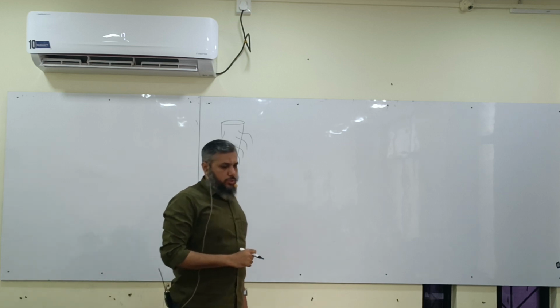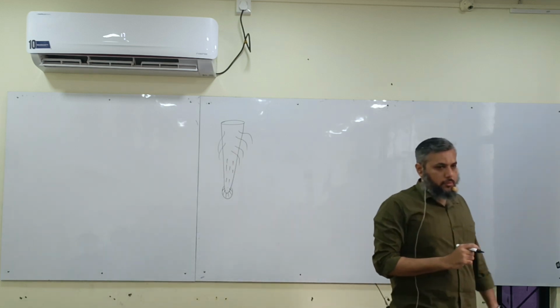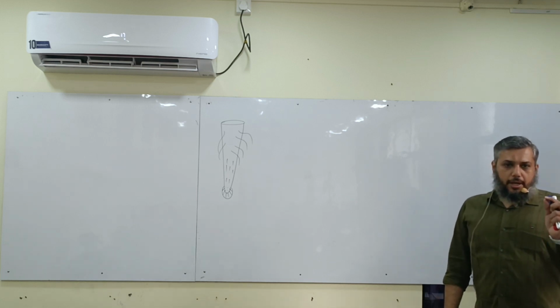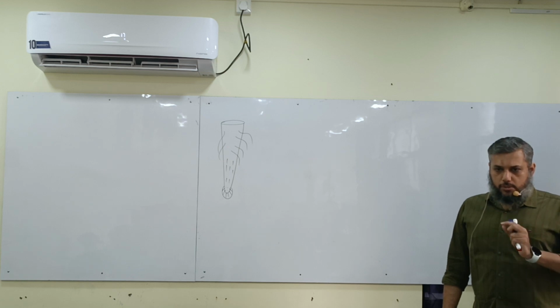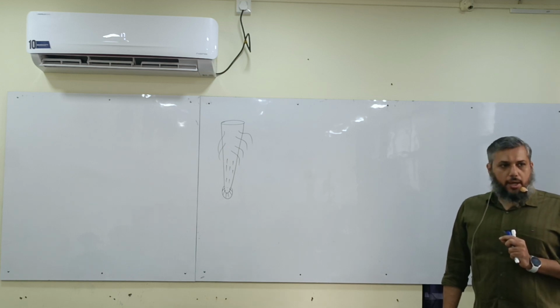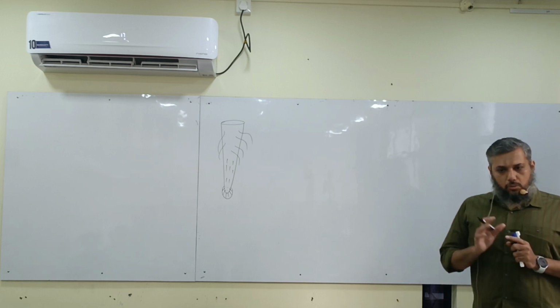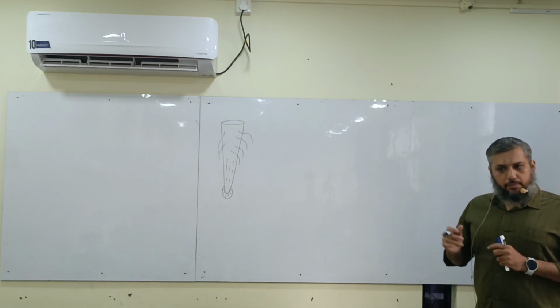Okay, so what is the next point of discussion? Regions of a typical root. You remember the radicle develops into a root system? Yes. And the plumule develops into the shoot system. Okay, and when I say typical, it means that most of the roots will follow this pattern.